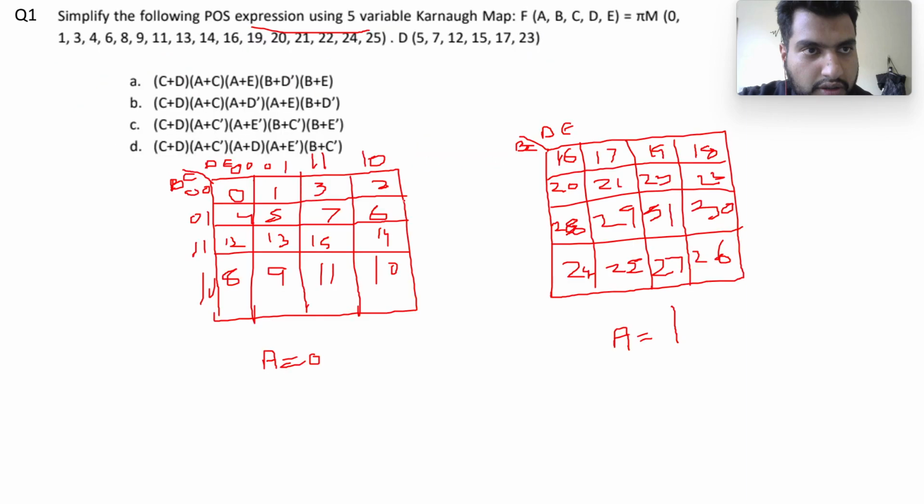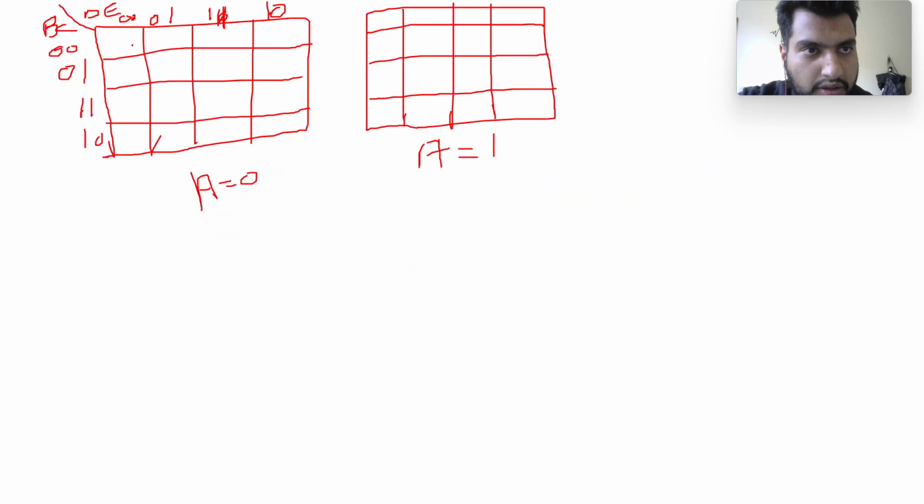So since we are given this product of sum, we need to fill in with 0. So it's given as 0 1 4 6 8 9. So 0 1 4 6 8 and 9.